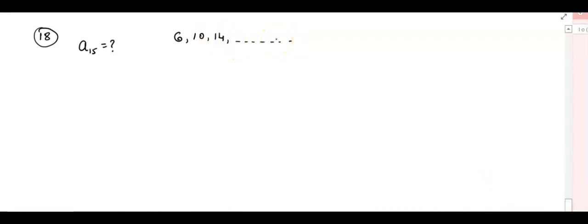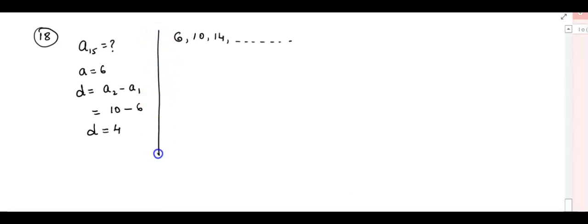From this, what all the values we can find? We know the first term a is 6. We know the common difference, so d equals a2 minus a1. The second term is 10 minus the first term 6. 10 minus 6 is 4. So the common difference is 4.